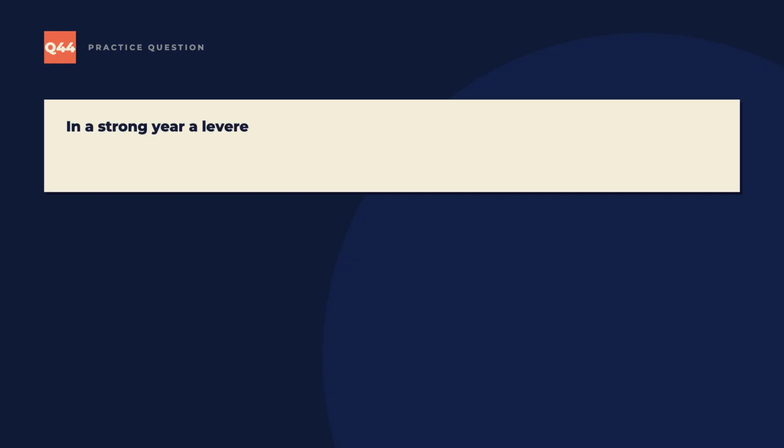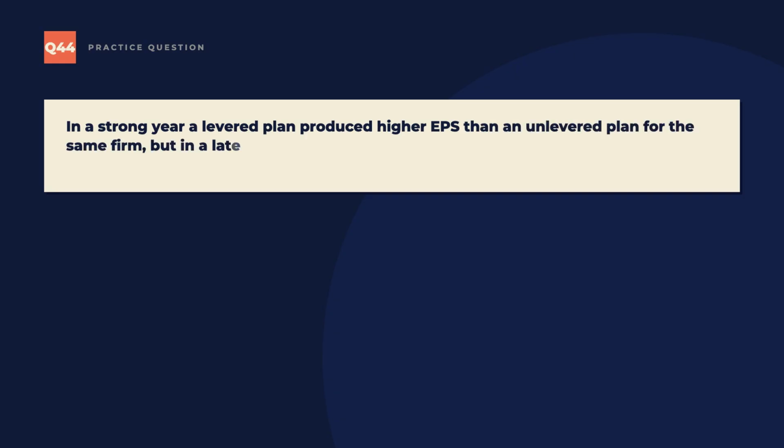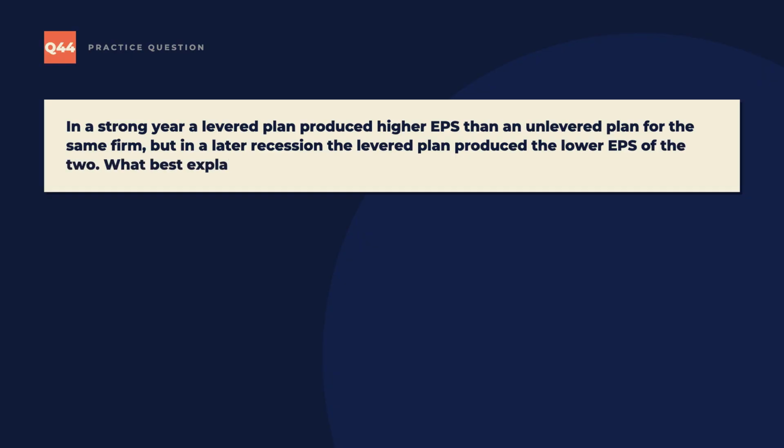Question 44. In a strong year, a levered plan produced higher EPS than an unlevered plan for the same firm, but in a later recession, the levered plan produced the lower EPS of the two. What best explains this reversal?